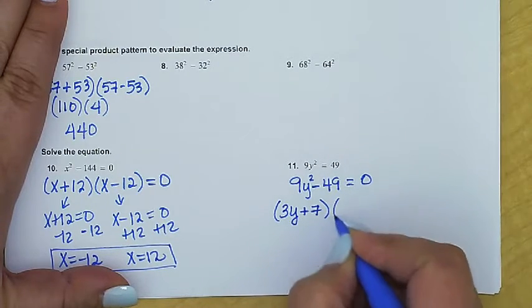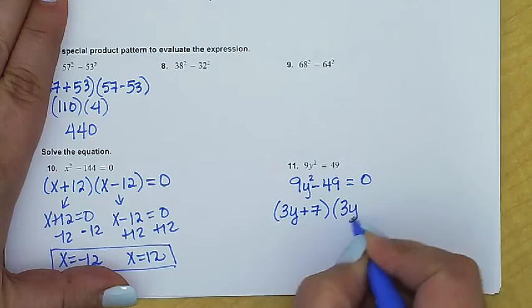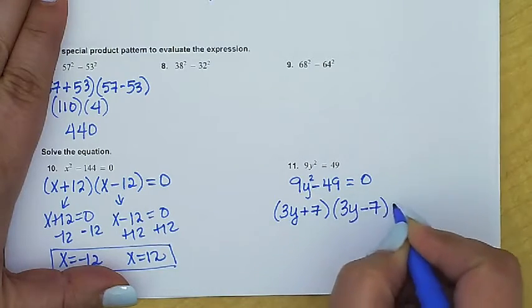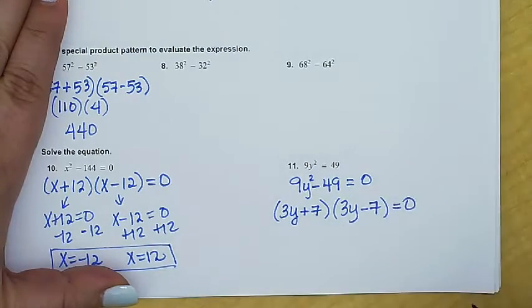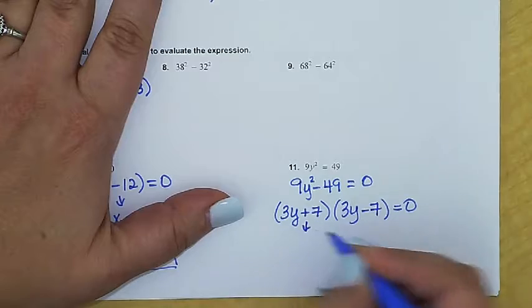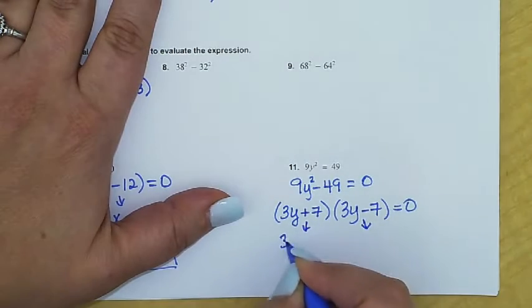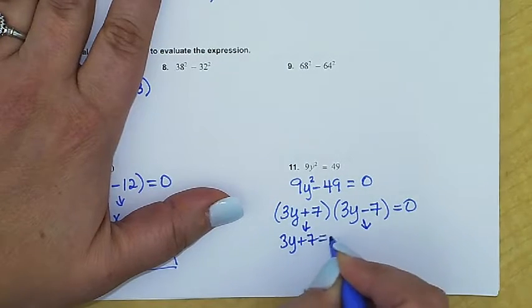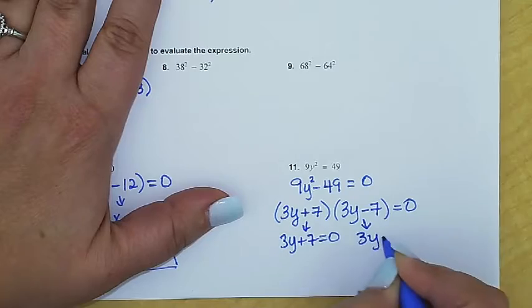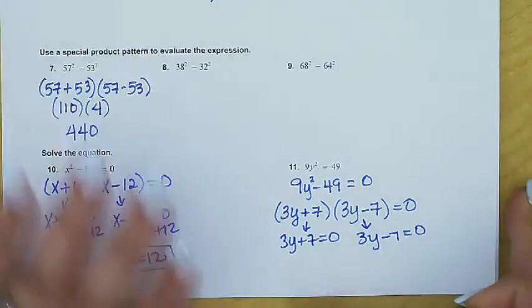49 has a square root of 7. And then the other will be the same thing, but with the opposite sign. And then we'd be able to set each one of those equal to 0 and find our solutions, and solve each one of those.